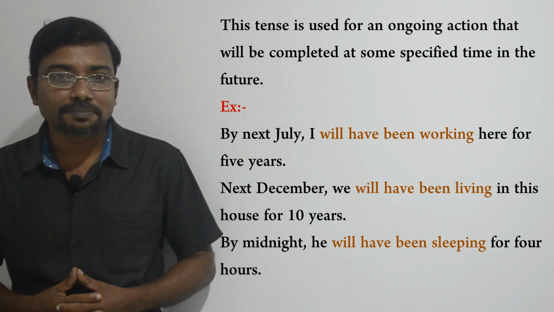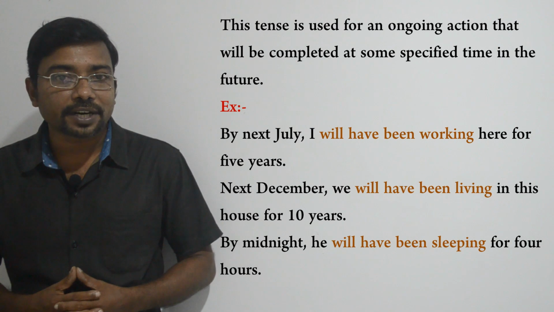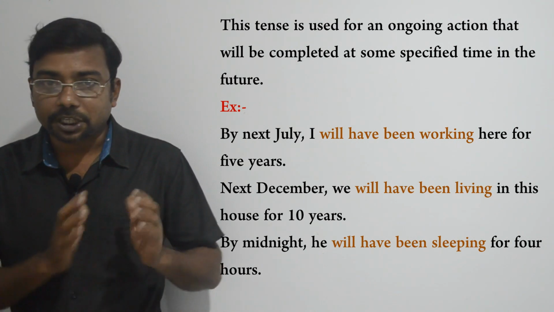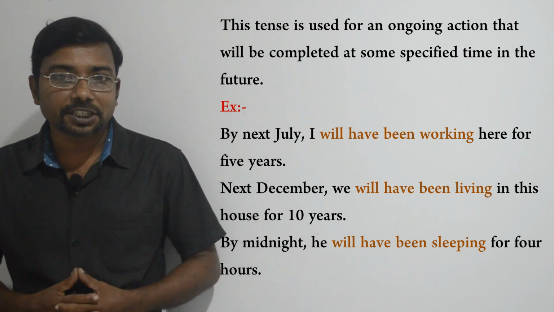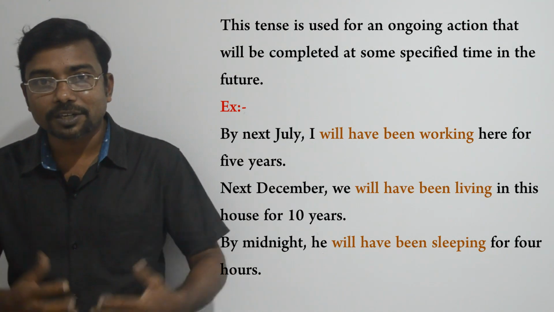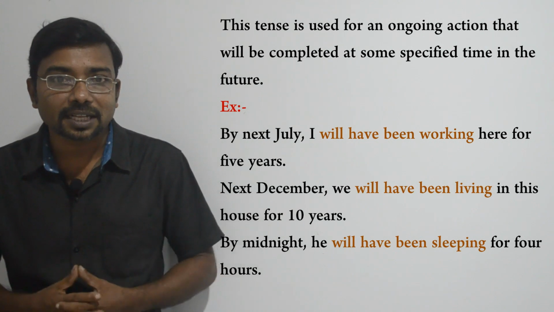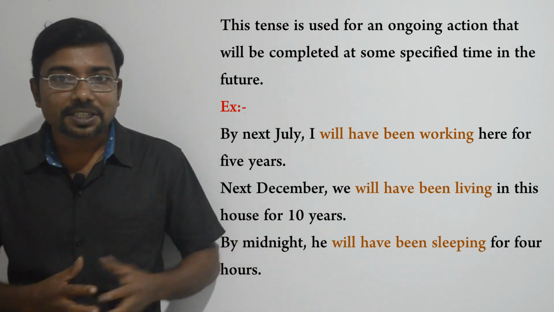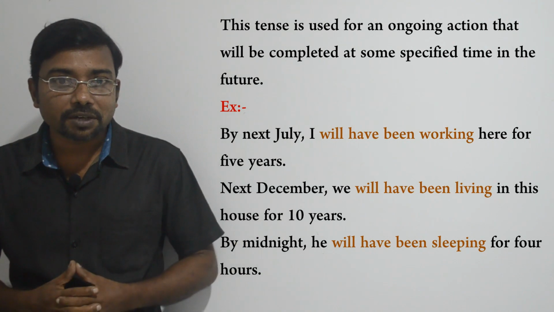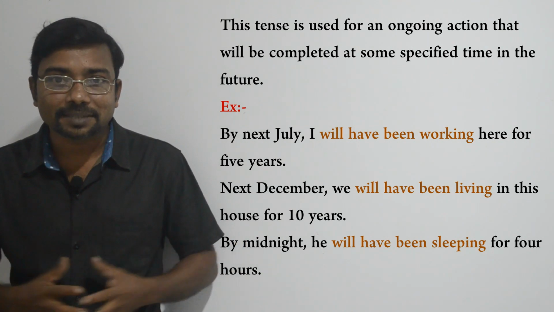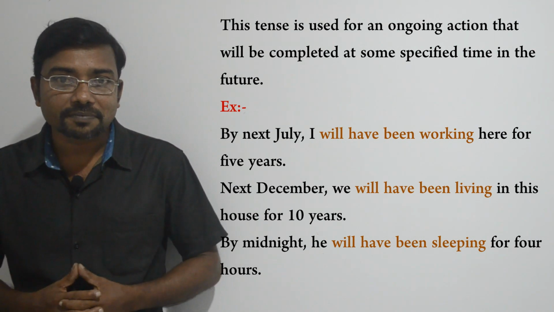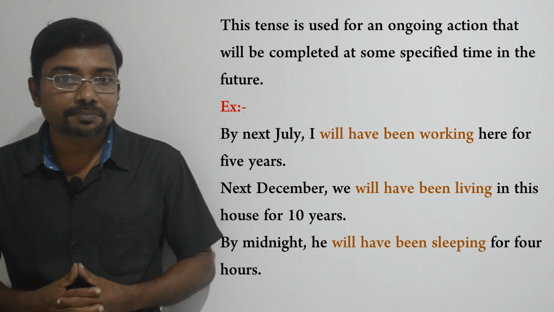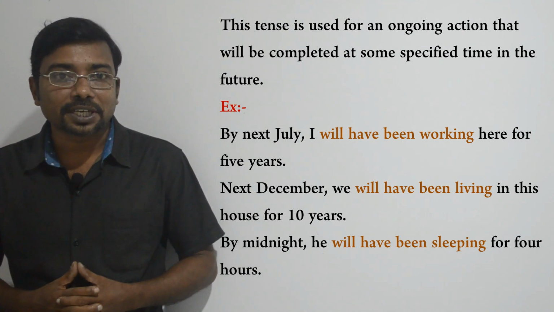Okay, let's consider the second example. Next December, we will have been living in this house for 10 years. Here we use the subject we, and we follow the same structure, will have been plus the verb ing form, to indicate the future perfect continuous tense. It also talks about an ongoing action in the future that continues up until another point, next December, and it shows the duration of this ongoing activity, for 10 years. If someone asks how long you will have been living here, you can say we will have been living here for 10 years.